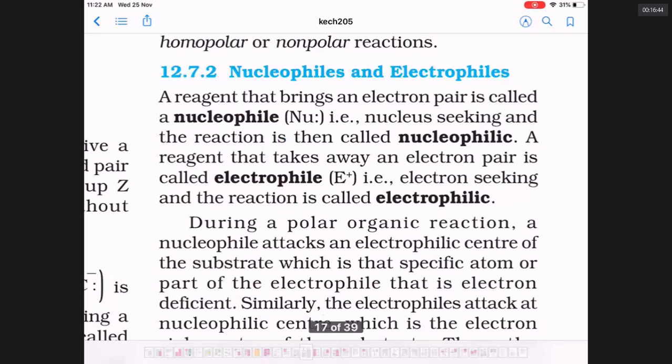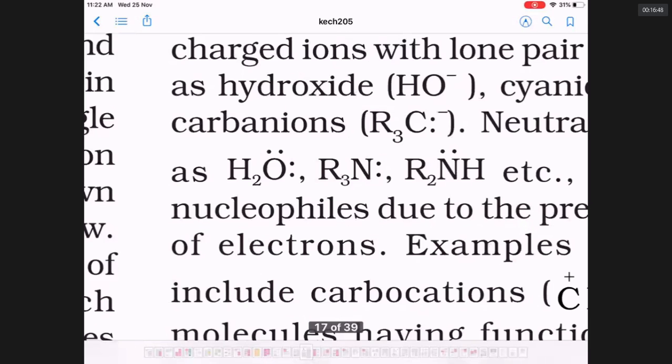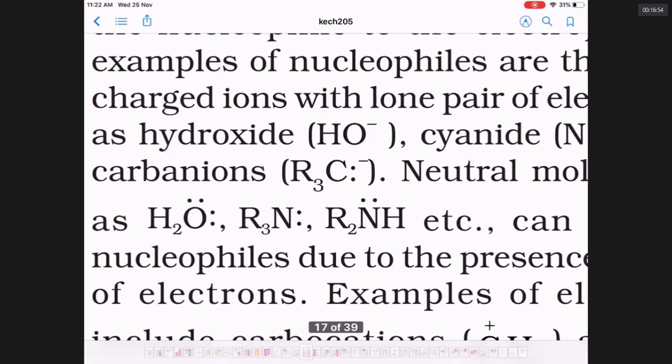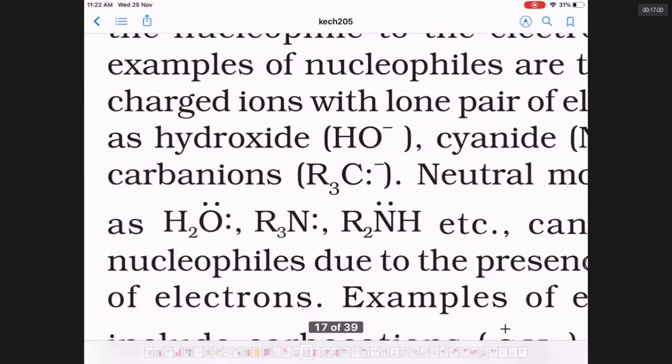Let us look at this. Water is a nucleophile because it has two lone pairs on oxygen. Trialkyl amine is a nucleophile because it has a lone pair. Hydroxide ion is a nucleophile. Cyanide ion is a nucleophile. Carbanion is a nucleophile. H minus is a nucleophile.